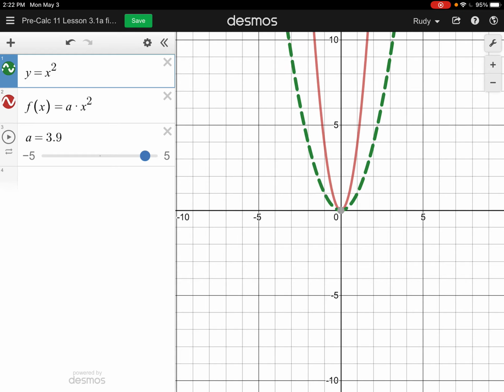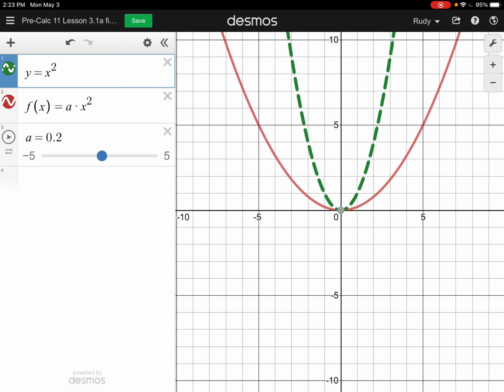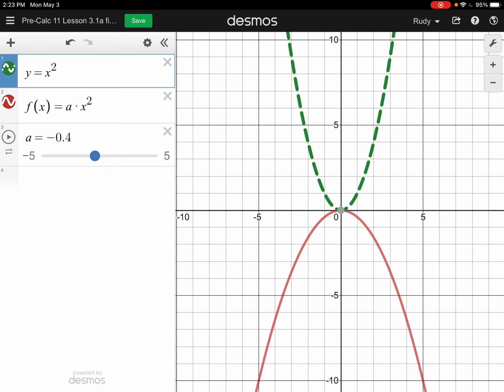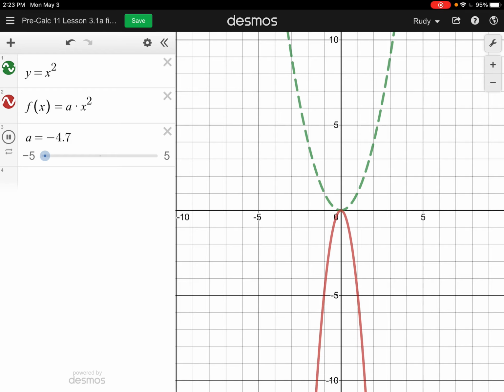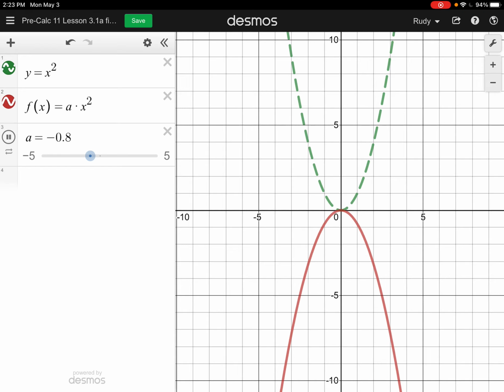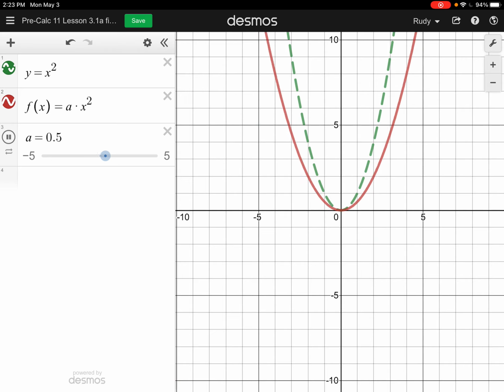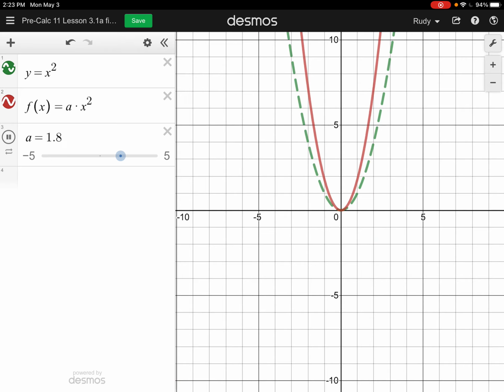But let's bring a back down. Let's bring it closer to 0. Notice a is now at 1, so the two are exactly the same. When a is between 0 and 1, we call these compressions. The closer a gets to 0, the closer it gets to being a horizontal line. When a is exactly 0, it's horizontal, and then once it's into the negatives, it gets reflected and stretched. So if I let this play and move on its own, you will see that once a gets into the positives, it's now above the x-axis. Now the larger a gets, the more and more vertically expanded it gets.